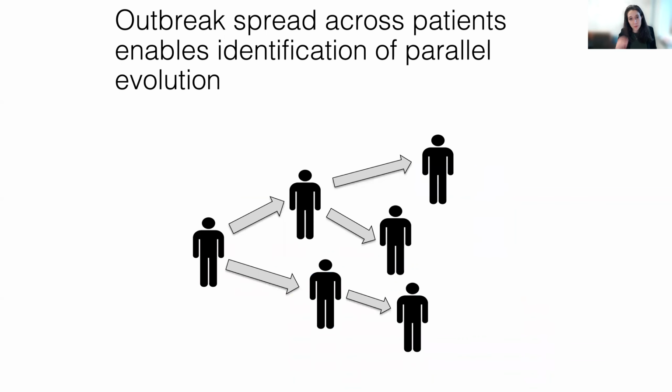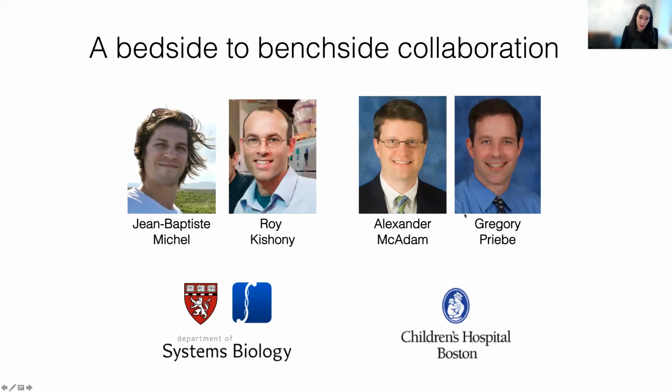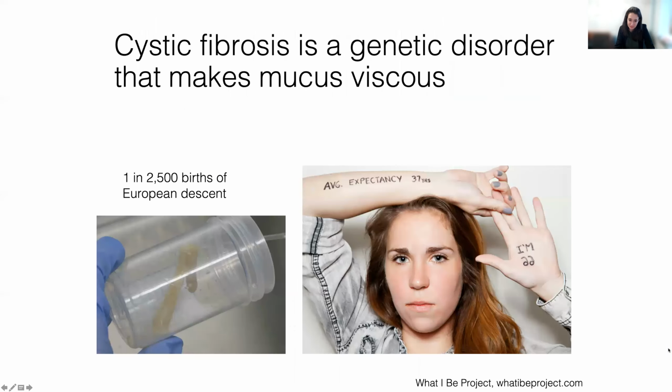And so back in 2011, what we realized was that an outbreak is kind of like a case of these replicate flasks where each person is starting with a very similar strain. And so we can compare evolution in these different people infected with similar strains. This work was done while I was a graduate student with Roby Kishony, along with JB Michel, who was a graduate student in the lab at the same time, and our two wonderful physician collaborators, Alexander McAdam and Greg Priebe.